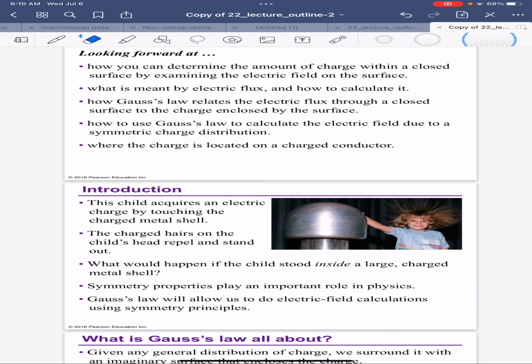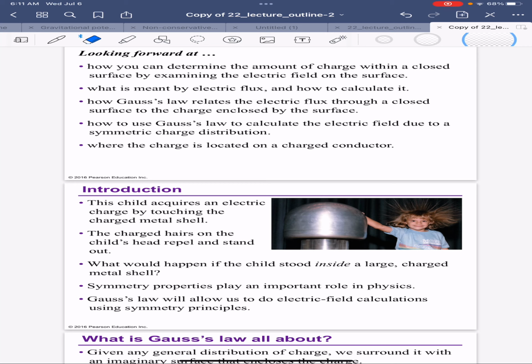Now here you can see a child that is just touching the Van de Graaff, and of course is going to acquire some of the charge. Then when that charge reaches his or her hair, the hairs are going to have like charges, and because of that they will repel and stand out.